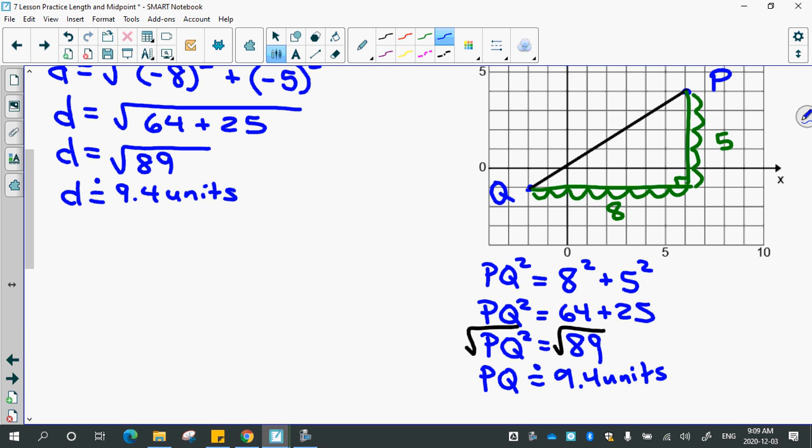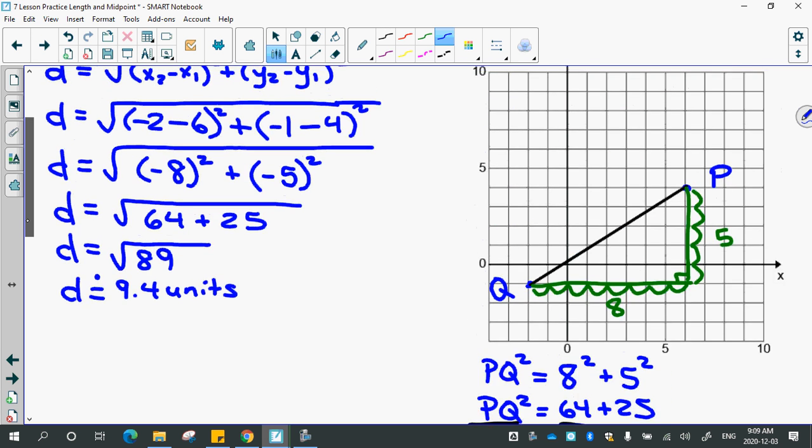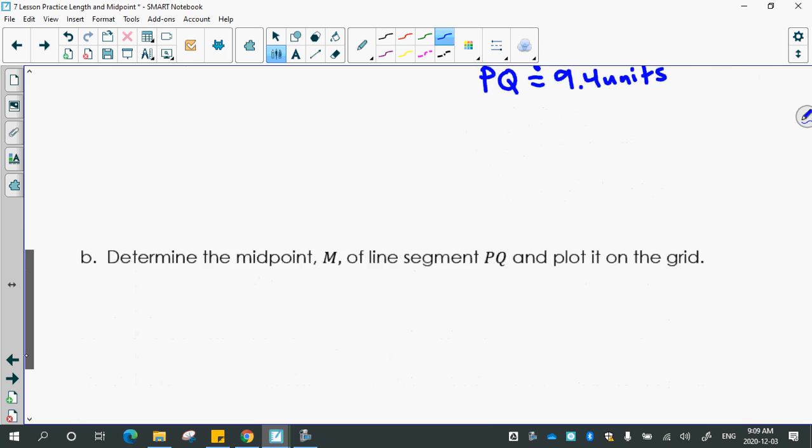Okay. Any questions about this one so far? We've got the two ways, and we're trying to move towards this way for grade 10. Okay. All right. Then there was the next question.